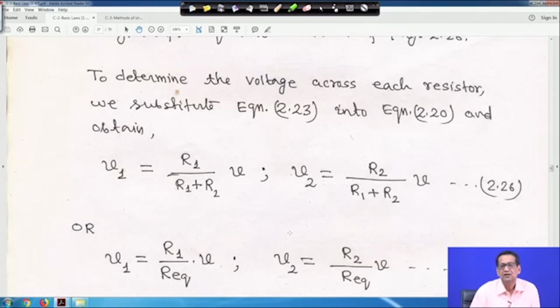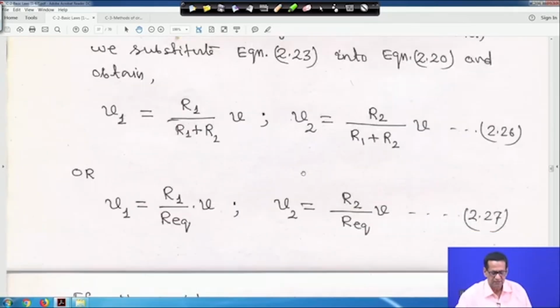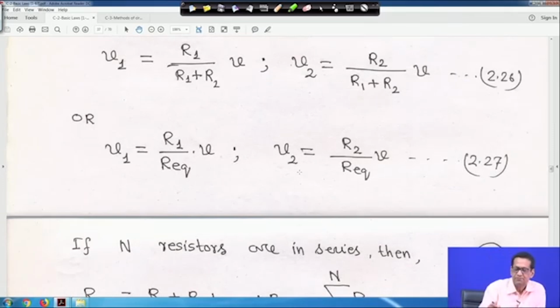These two are equation 26. We can write R1 plus R2 as Req, because earlier that is Req. So in this equation, V1 we can write as R1 upon Req into V, and V2 is equal to R2 upon Req into V. So these two equations we are writing together as a complete equation. It is 27.